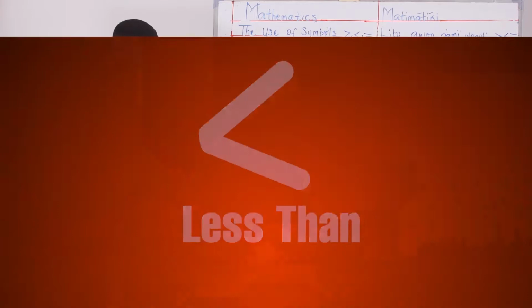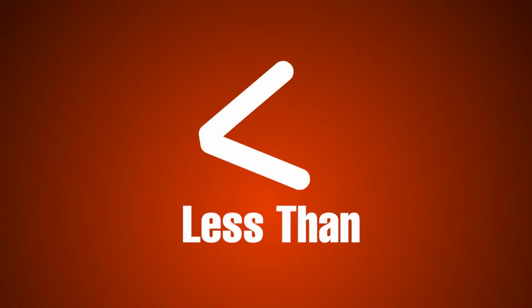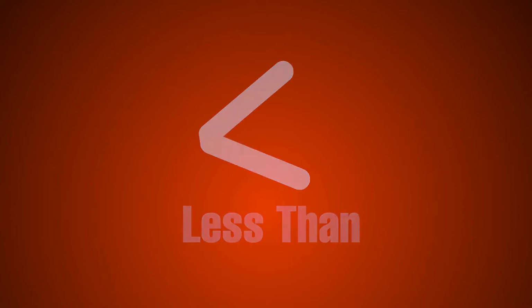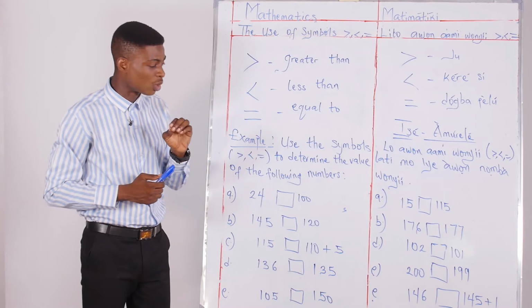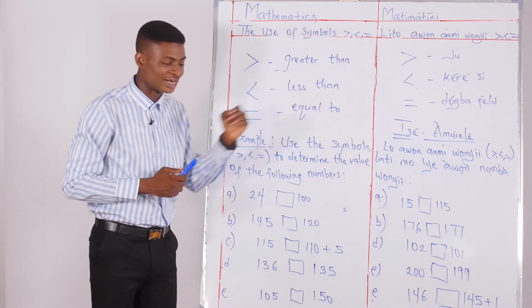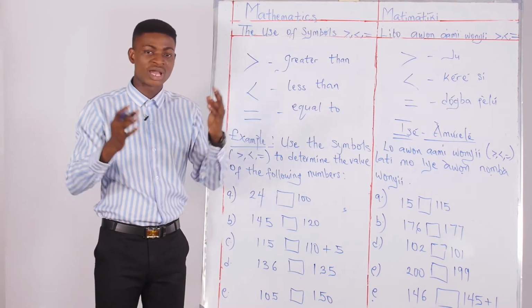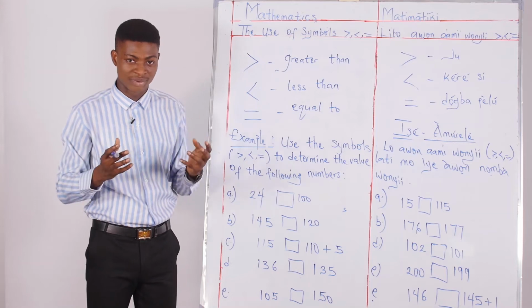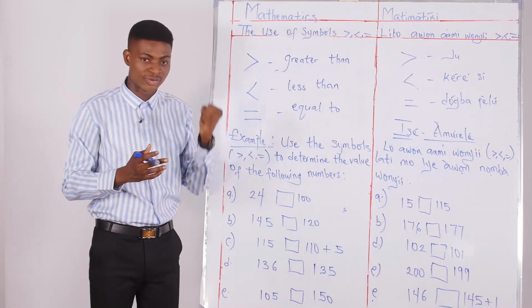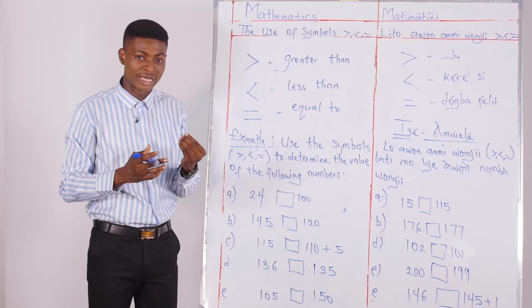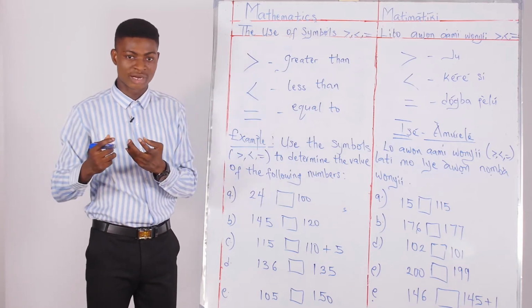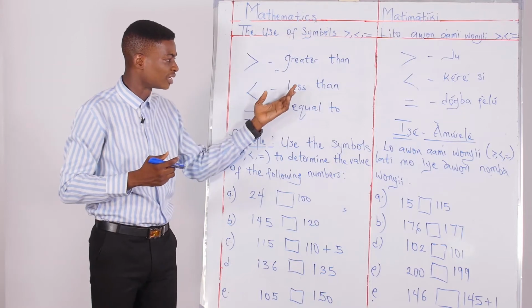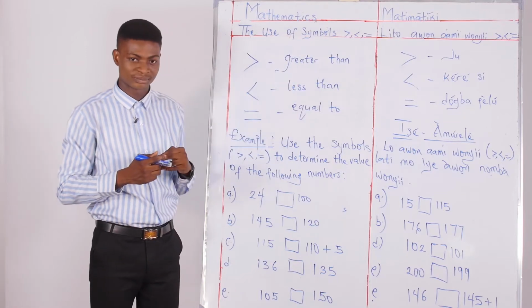The second symbol, this is it, stands for less than. The second symbol stands for what? Less than. That is, if you have two items to compare, and the first one is less than the other, it means that it is not up to the other one. That is why we use the word less than.